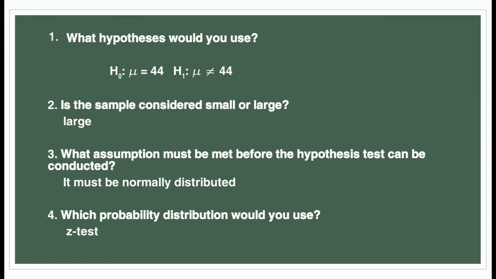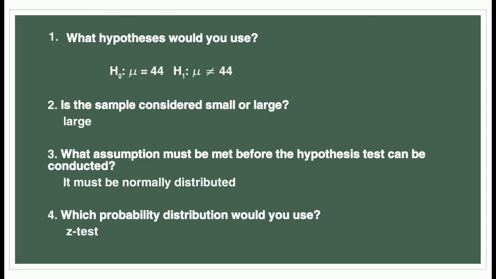Questions are, first, what hypothesis would you use? In null hypothesis, mu is equal to 44. In alternative hypothesis, mu is not equal to 44. The second question is, is the sample considered small or large? For us, we considered it as large. The third question is, what assumption must be met before the hypothesis test can be conducted? It must be normally distributed.